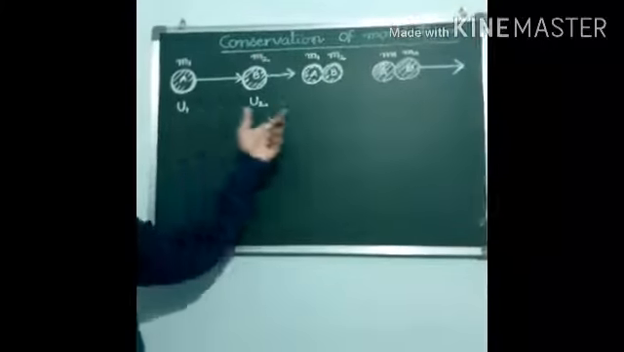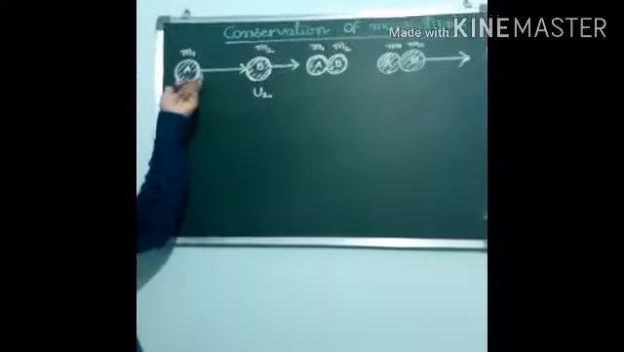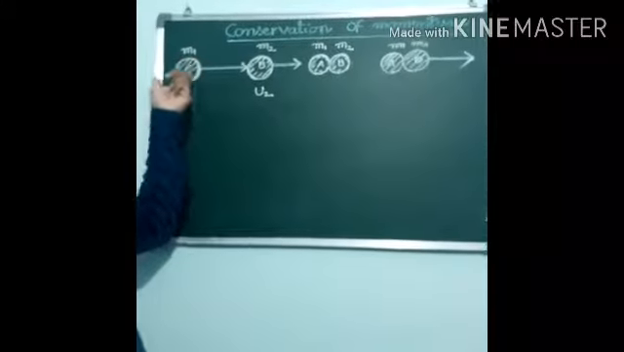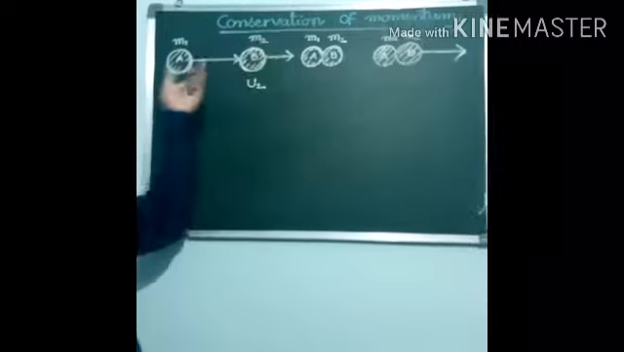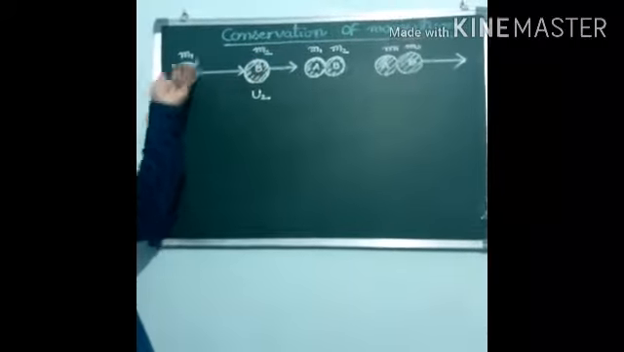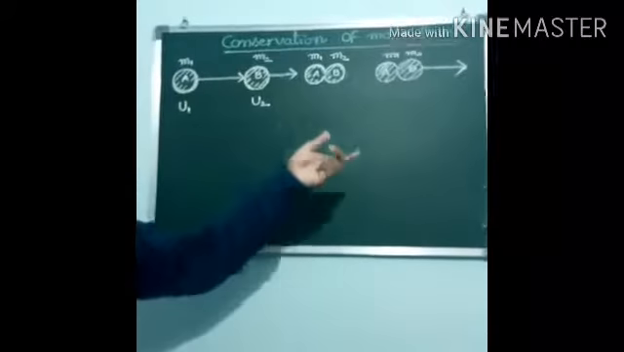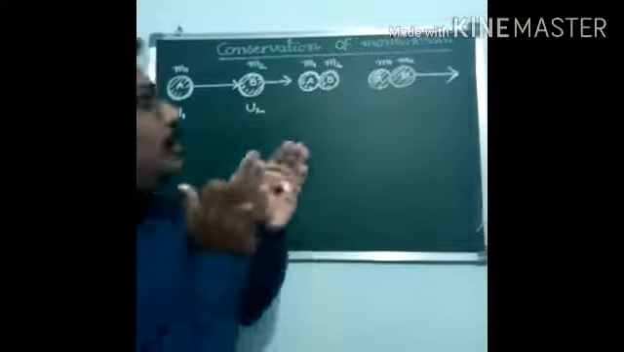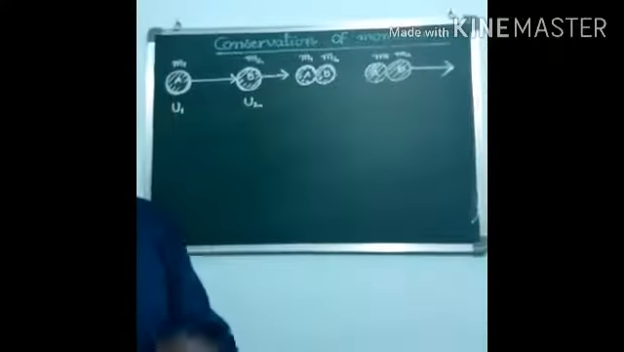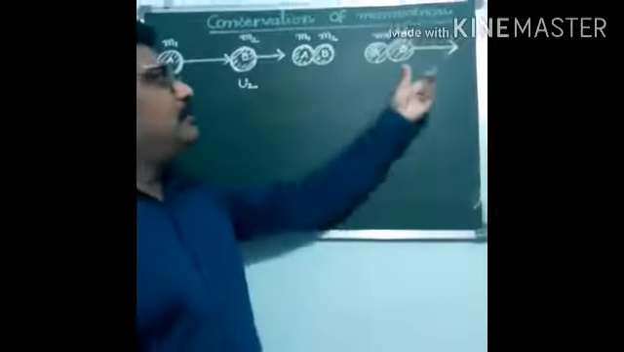Now another condition I am going to explain. A, with mass m1, collides with B, with mass m2, which is moving. U1 is the velocity of A and u2 is the velocity of B. After collision, for example, both are together and moving. Both are combined and moving, so they will get a common velocity. That is v.